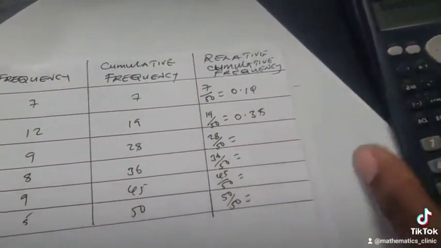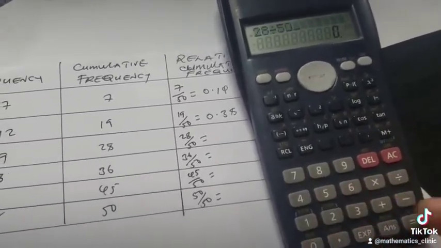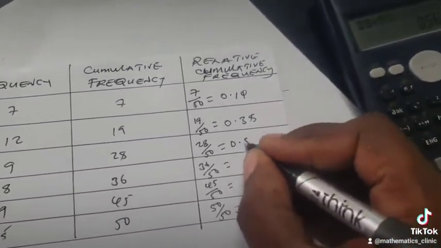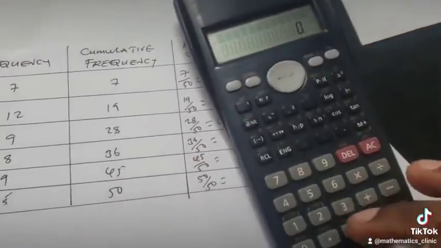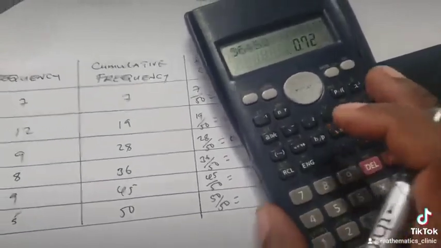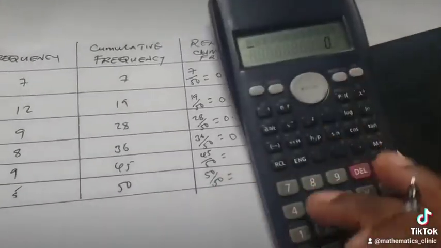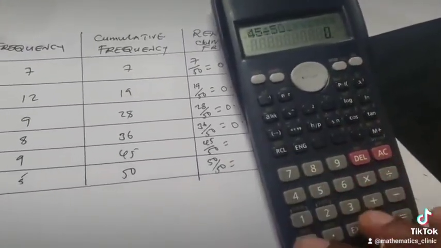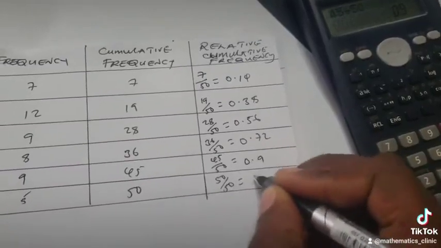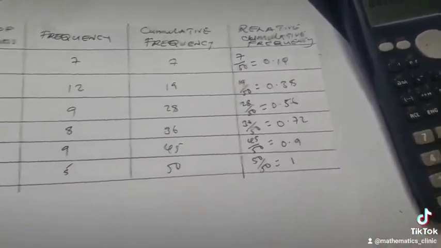What about 28 out of 50? We have 28 divided by 50. We are getting 0.56. Then we have 36 out of 50, 36 divided by 50. We are getting 0.72. Then 45 divided by 50. We are getting 0.9. And of course 50 out of 50, divided by 50, is 1.